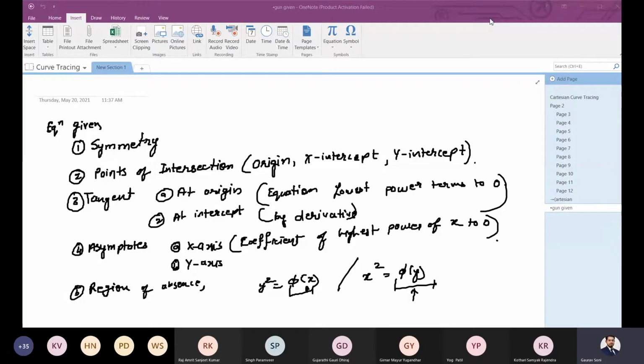Okay, good morning everyone. Am I audible? Is the screen visible properly?